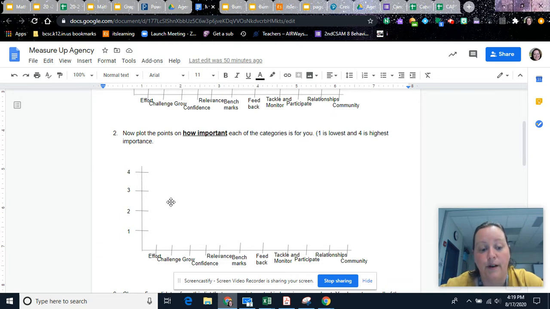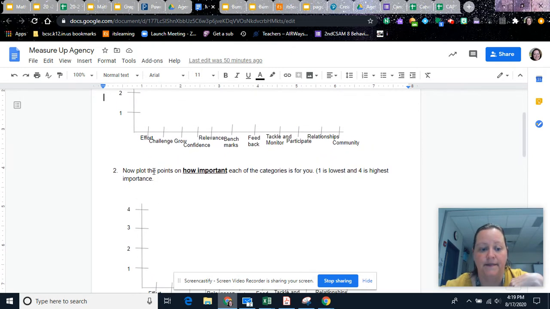So then you will plot your points. And again, once you get all 11 plotted, you're going to connect the dots to where it's going to make a fun little graph design. That one's on how important it is. So 1 is the lowest amount of importance, 4 is the highest.